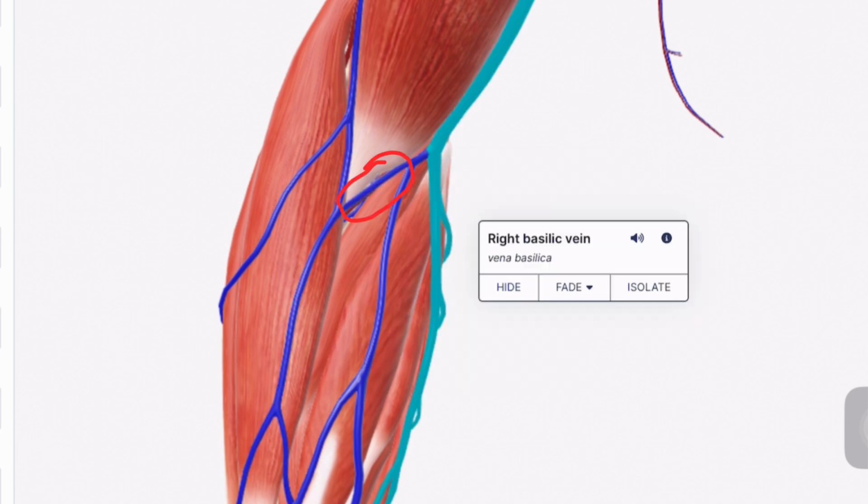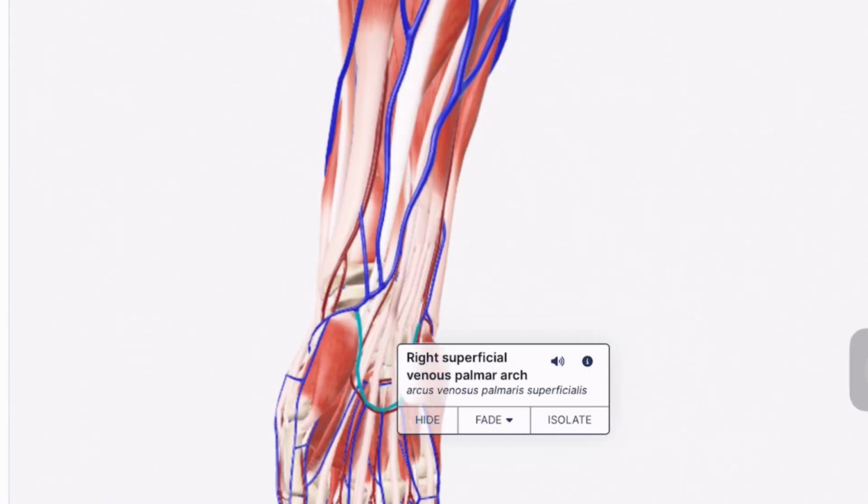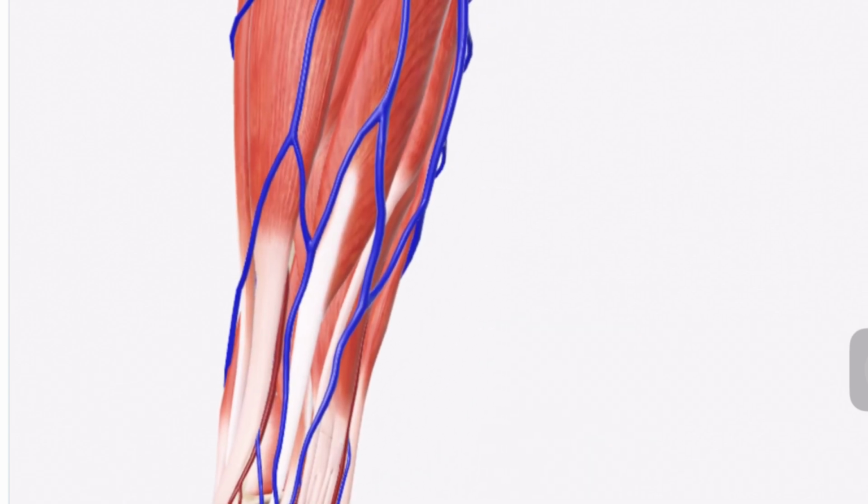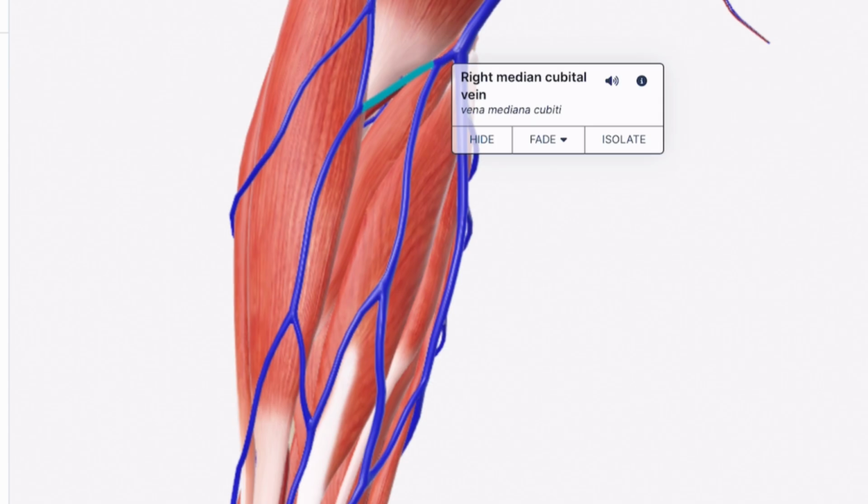Now, the median cubital vein connects the cephalic vein to the basilic vein at the roof of the cubital fossa and lies superficial to the bicipital aponeurosis. Talking about the median antebrachial vein, it arises in the palmar venous network, ascends in front of the forearm, and empties into the basilic vein or median cubital vein.